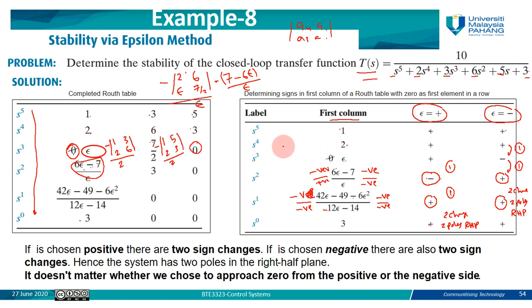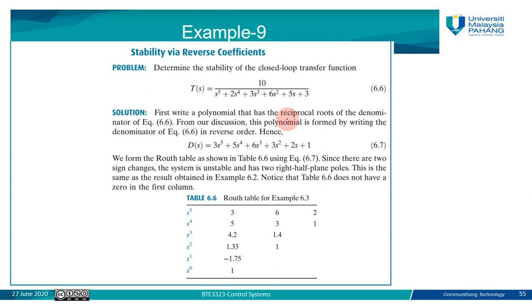There is another method to solve the same problem, when 0 exists in the first column only. This method is easier, and we can see in this slide how we solve the issue of the existence of 0 using the second method. We call it the reverse coefficient method. Reverse coefficient means that instead of using the existing order of coefficients, which is 5, 4, 3, 2, 1, we are going to reverse this equation.